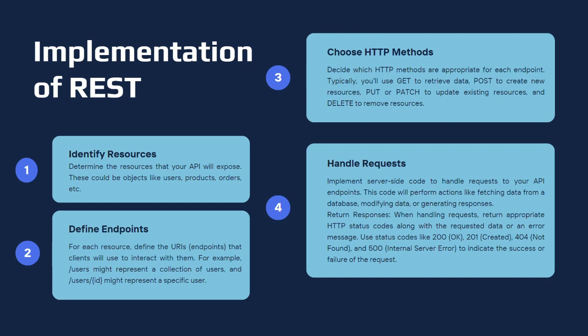Now let's discuss the selection of appropriate HTTP methods for each endpoint. HTTP methods dictate the action that clients can perform on your resources. For instance, GET is typically used to retrieve data, POST to create new resources, PUT or PATCH to update existing ones, and DELETE to remove resources. Choosing the right method ensures consistency and clarity in your API design.